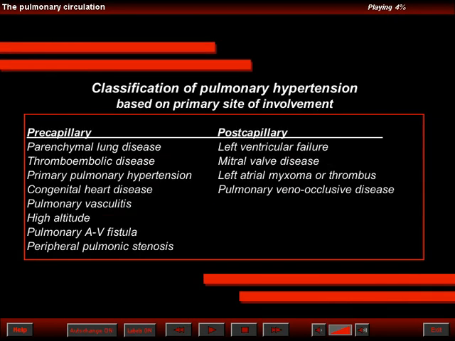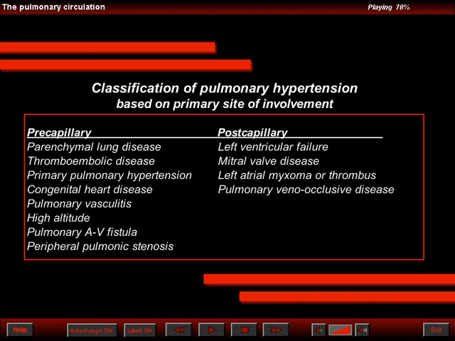There are many classifications of pulmonary hypertension. This one is based on the primary site of involvement. It can be precapillary or postcapillary. Precapillary include the parenchymal conditions of the lung, thromboembolic disease, the so-called primary idiopathic or essential pulmonary hypertension, congenital heart disease, a prolonged or large or both left to right shunt, pulmonary vasculitis, high altitude disease or Monge disease, pulmonary arteriovenous fistula, and peripheral pulmonary stenosis.